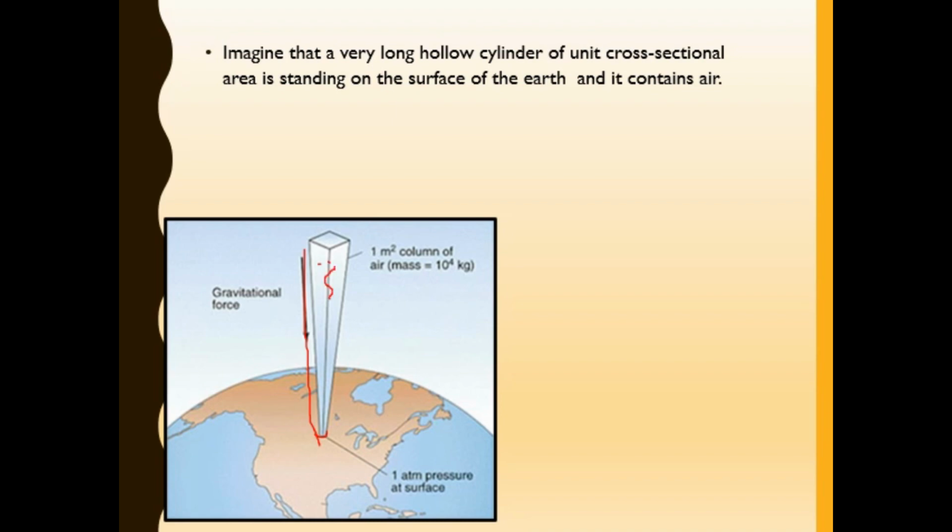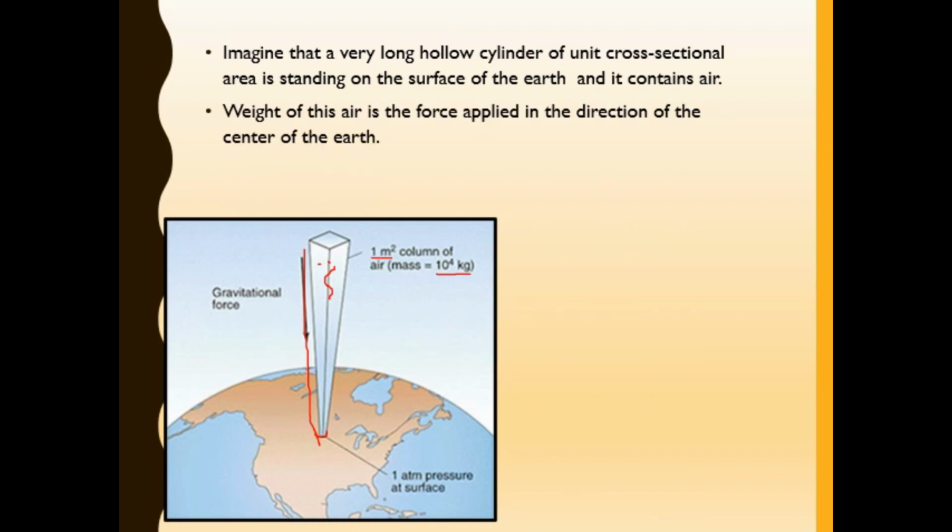We know that air has mass, isn't it? Yes. Let me take that this unit area is about a 1 meter square column. If it is 1 meter square, the mass of air present inside it is about 10 power 4 kilogram. That means about 10,000 kilogram of air is present per every meter square. Isn't it surprising?